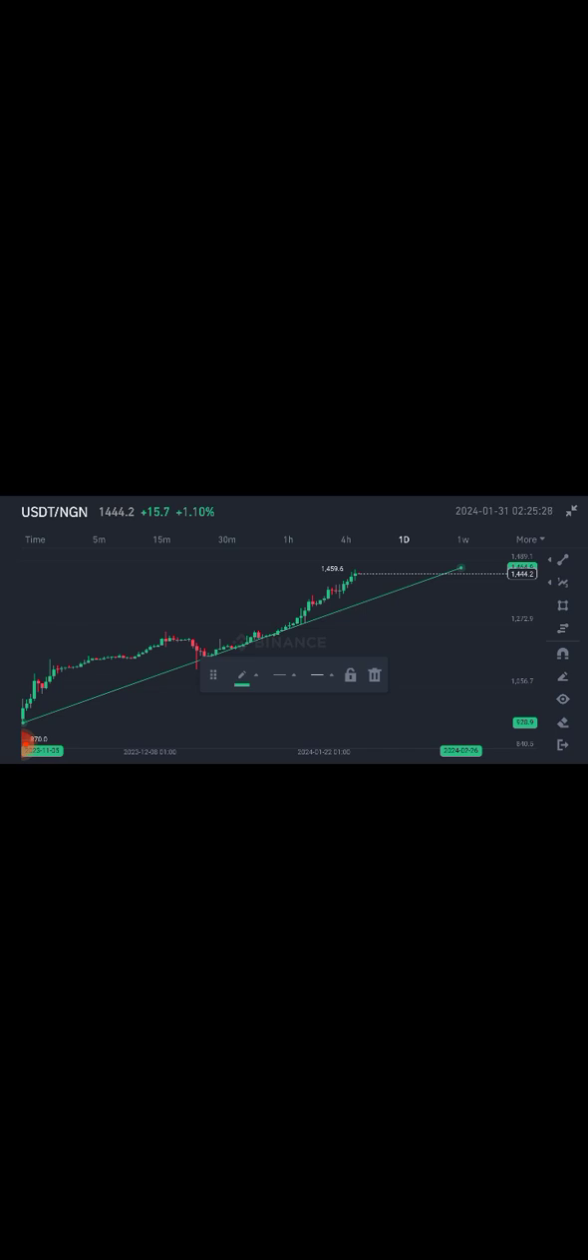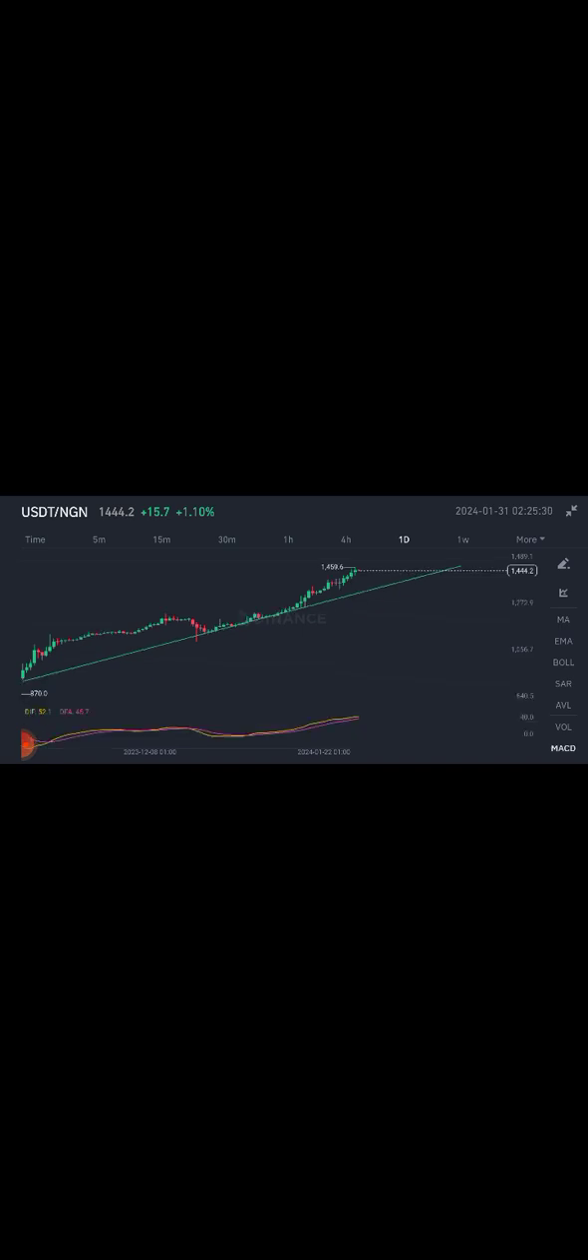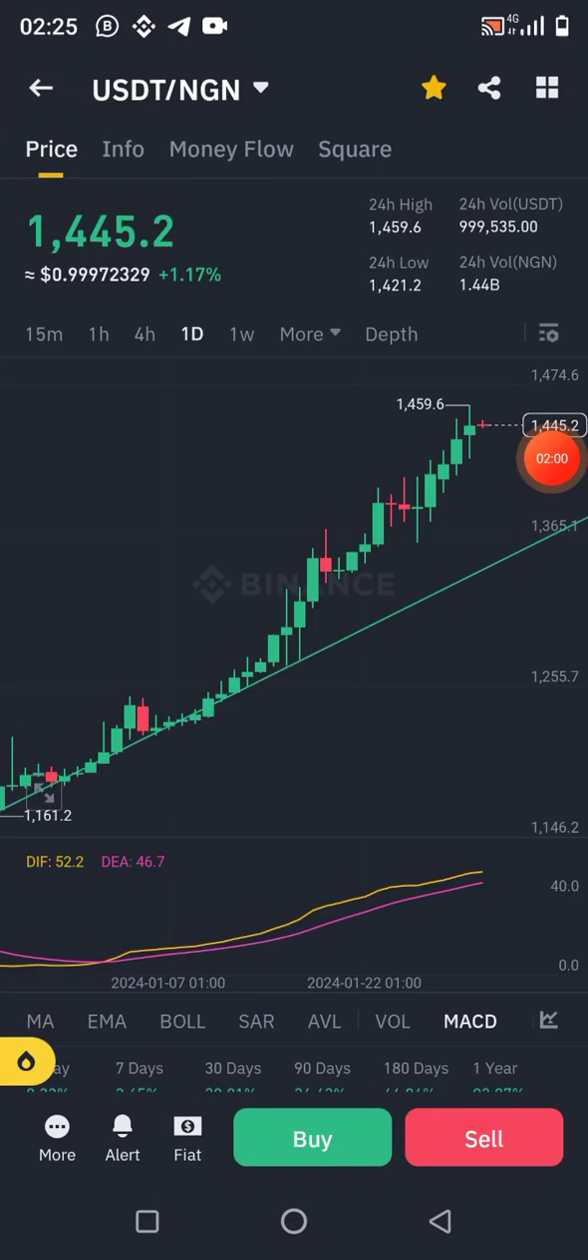If you want to even see the MACD, let's go here and see MACD, moving average convergence divergence. You can see that it is up. That is, the MACD line is above the signal line. You can see this yellow line going up, above the signal line. It has been climbing in an uptrend. The reason why I'm showing us this is to teach us how to do USDT NGN arbitrage.